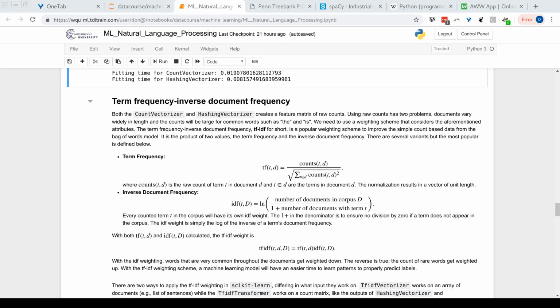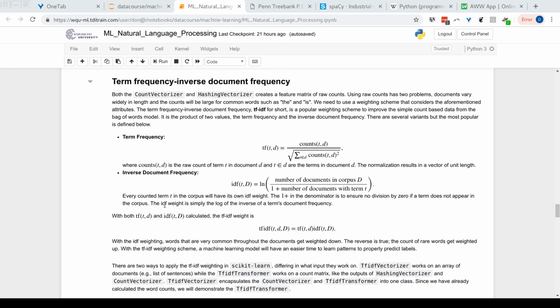This problem can be solved by using the term frequency inverse document frequency. It's a popular weighting scheme to improve the simple count based upon the bag of words model. It's a product of two values, the term frequency and the inverse document frequency. Now this weighting scheme, or this transformation process we can apply to our counts, has different variations. We're just going to focus on one common one, but keep in mind you can play around with these variations for your task.